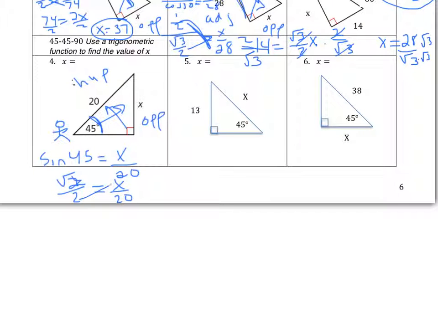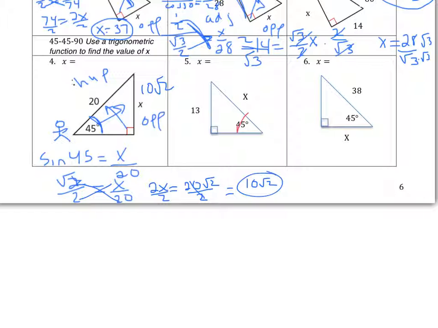And then we can crisscross. So 2x equals 20 times root 2, and then divide by 2, and I get 10 root 2, because I divided by 2 here. So my x over here is 10 root 2. Go ahead, pause the video, and try number 5.